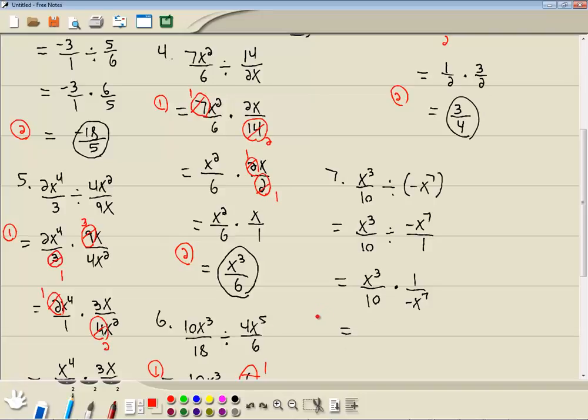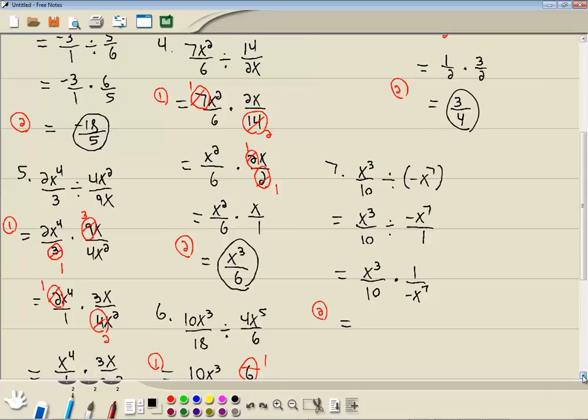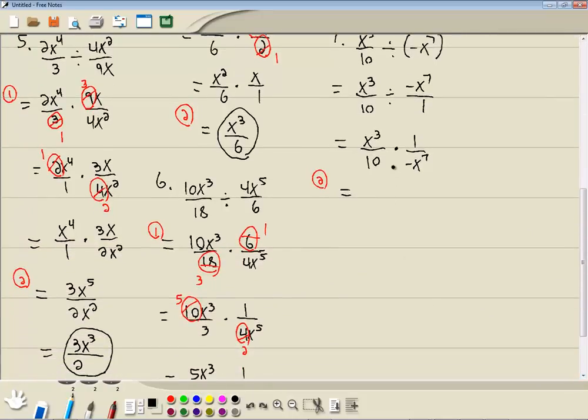I could maybe simplify it there, but I really find it a little bit easier to merge them into a single fraction before I handle x's. So I'll multiply the top parts together. x to the third times 1 is x to the third. Bottom part, we've got a positive times a negative, which is negative, and the 10, and then we've got x to the seventh.